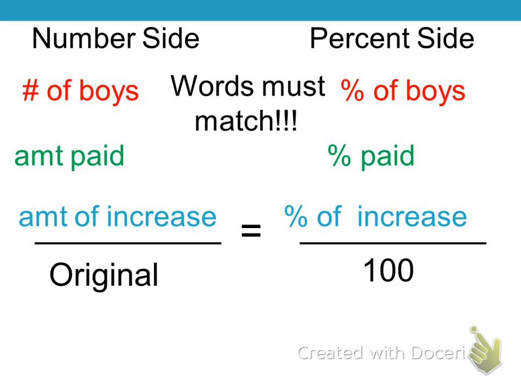So whatever you're talking about, whatever the part is, the part that you're talking about goes on top, and the whole thing goes on the bottom. 100% is the percent as a whole, so that goes on the bottom. Does that make sense? You could use this for all those problems we just did.